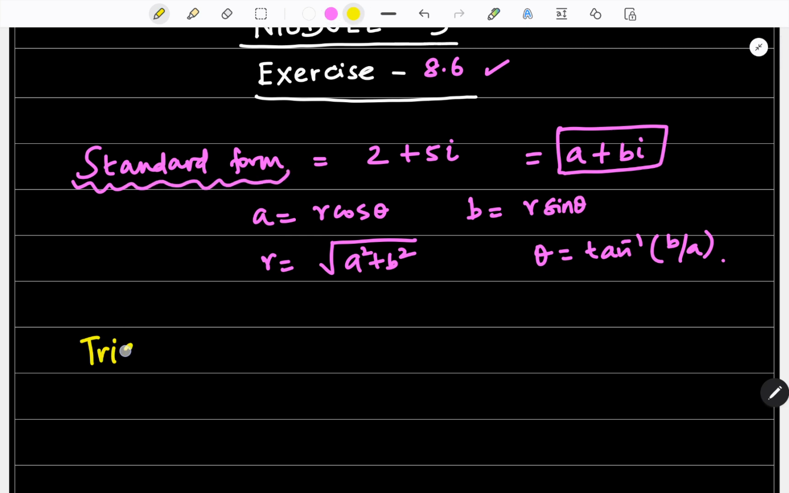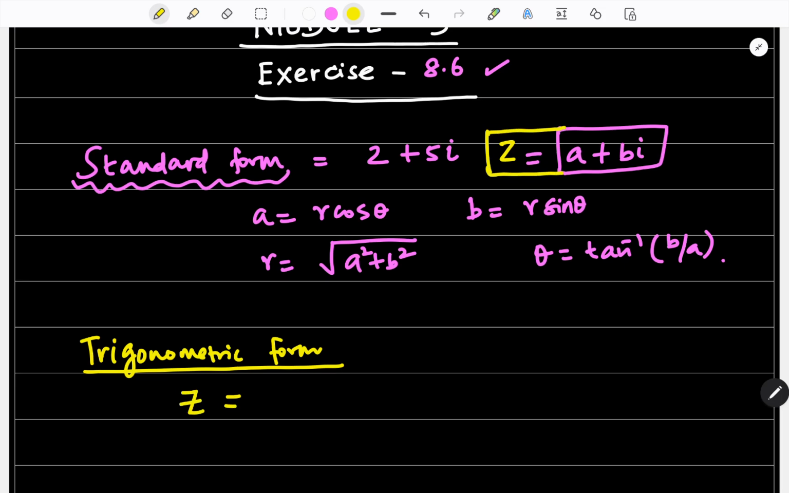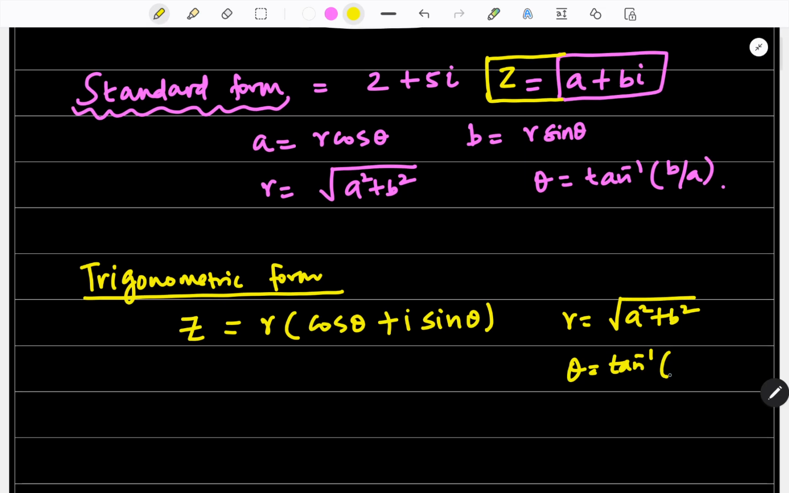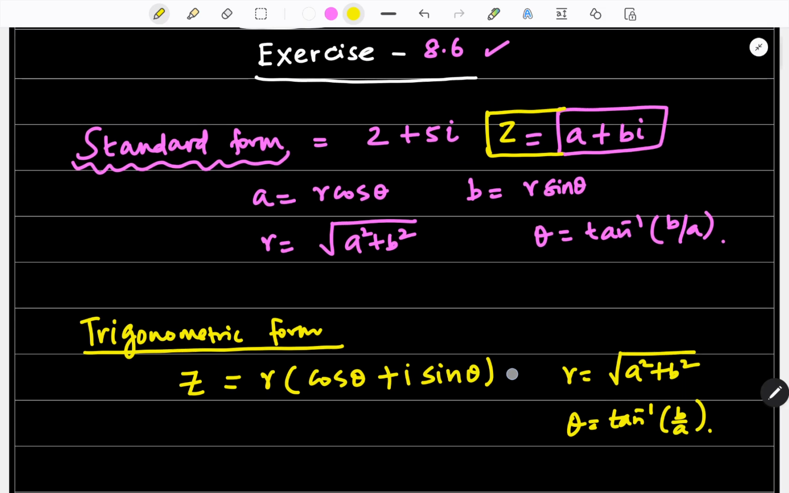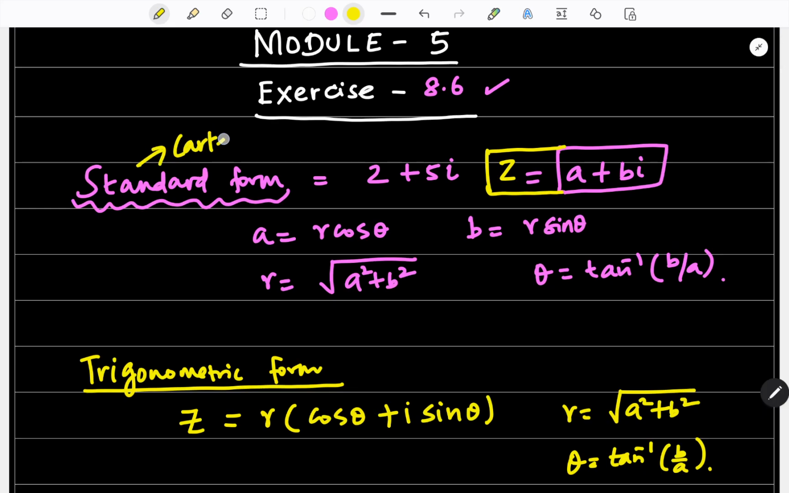Now let's go to trigonometric form, okay. The trigonometric form is given by z is equal to r bracket cosine theta plus i sine theta, okay, right. What is r? Just now we used the formula square root of a square plus b square. And what is theta? Which is tan inverse b by a, right? Another word for standard form, they call it Cartesian form. Z is equal to a plus bi, and z is equal to r cosine theta plus i sine theta. So this is called trigonometric form.